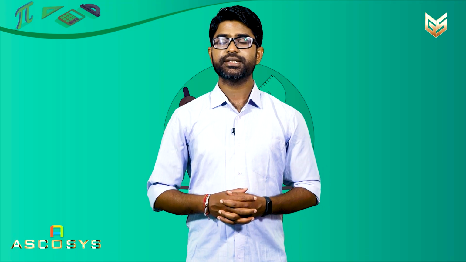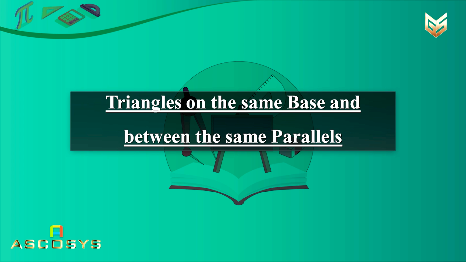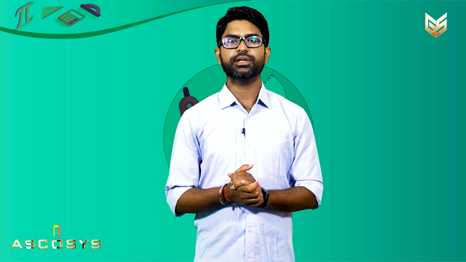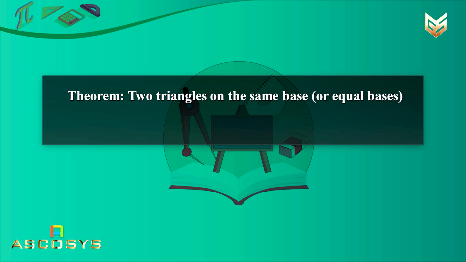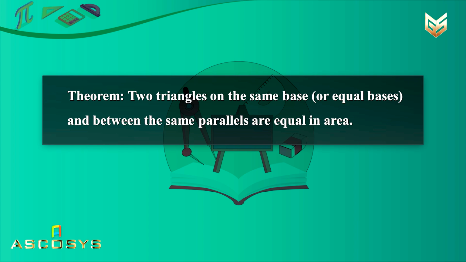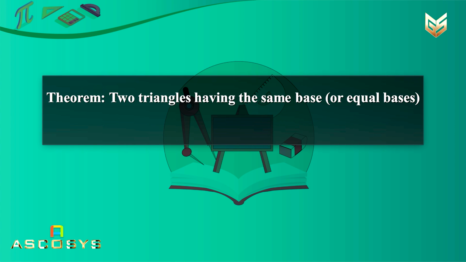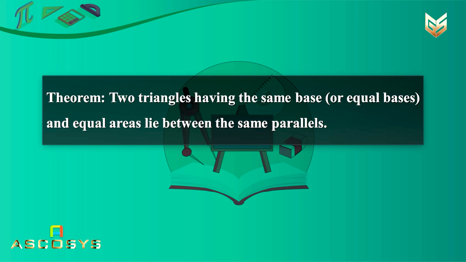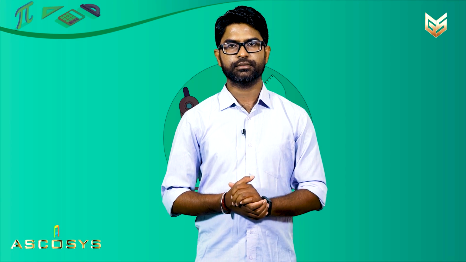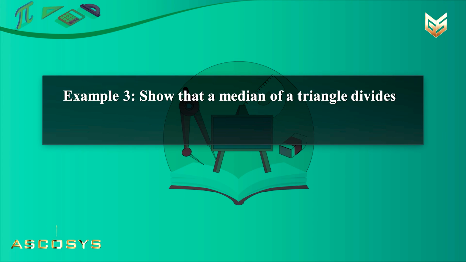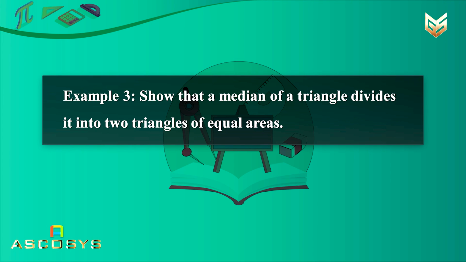Now the next topic is triangles on the same base and between the same parallel. For this, we have one theorem: two triangles on the same base or equal bases and between the same parallel are equal in area. Again, we have one more theorem: two triangles having the same base or equal bases and equal areas lie between the same parallel. To understand this theorem, we will take one example. The example is: show that a median of a triangle divides it into two triangles of equal areas.